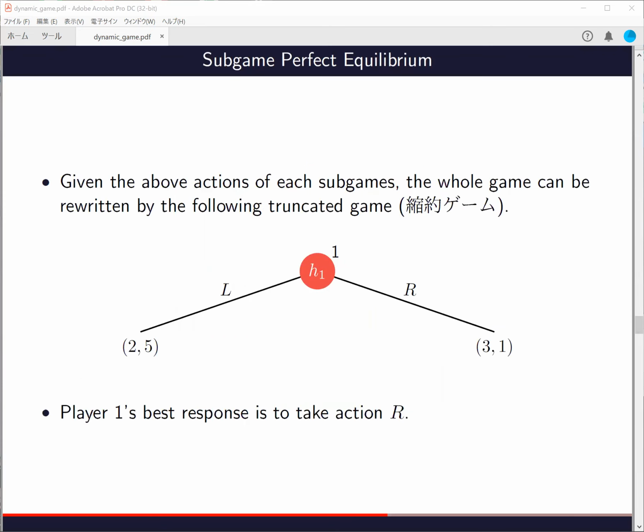Given these best responses of player 2, consider the subgame that starts at the information set H1. The best response of player 1 in this subgame is to choose R, given the strategy profile of player 2, because player 1 knows that player 2 will choose R if player 1 chooses L, while player 2 will choose L if player 1 chooses R. Comparing the payoff of player 1 in these two scenarios tells us that player 1 is better off choosing R.